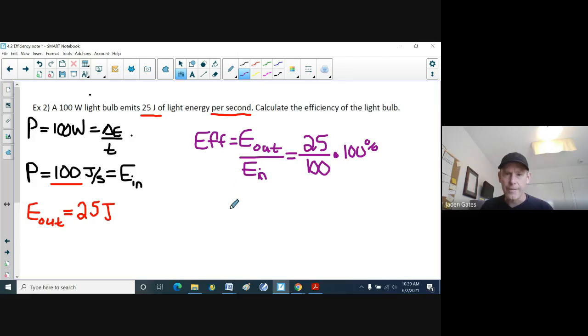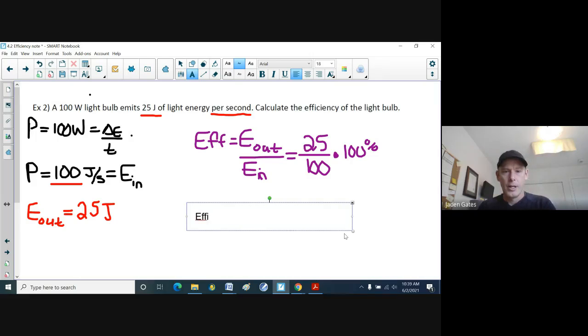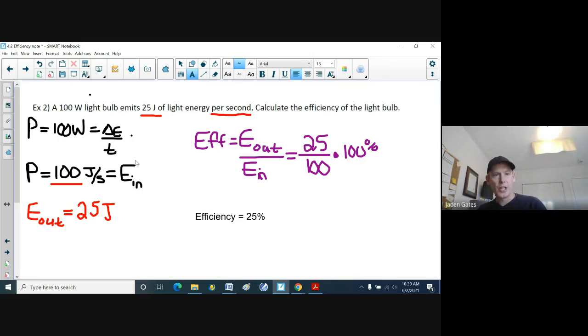All right, so my efficiency is that I'm going to take 25 divided by 100. What do I get? 0.25 times 100%. I get 25% as the efficiency of this particular light bulb.